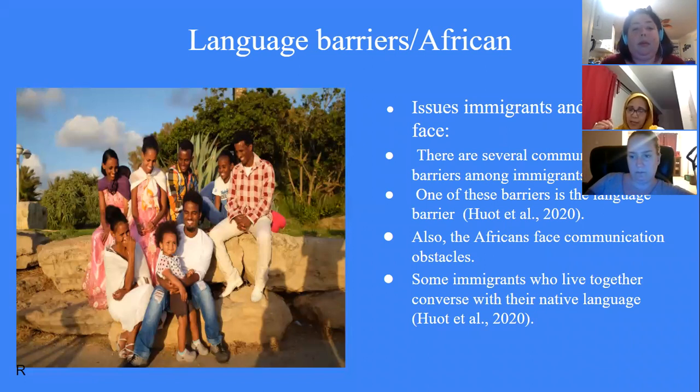And the last one is that some immigrants who live together love to speak the same language, but because they don't need to speak English, they think it's better to speak their own language and not English, because most of them are staying home, moms or dads.